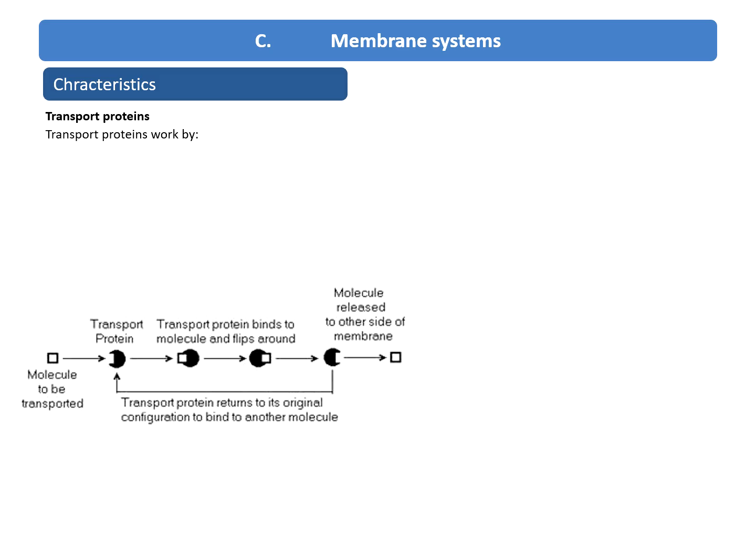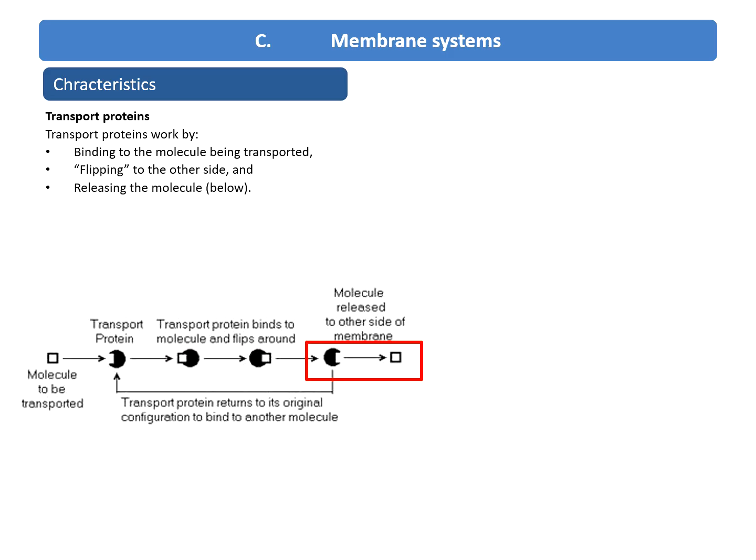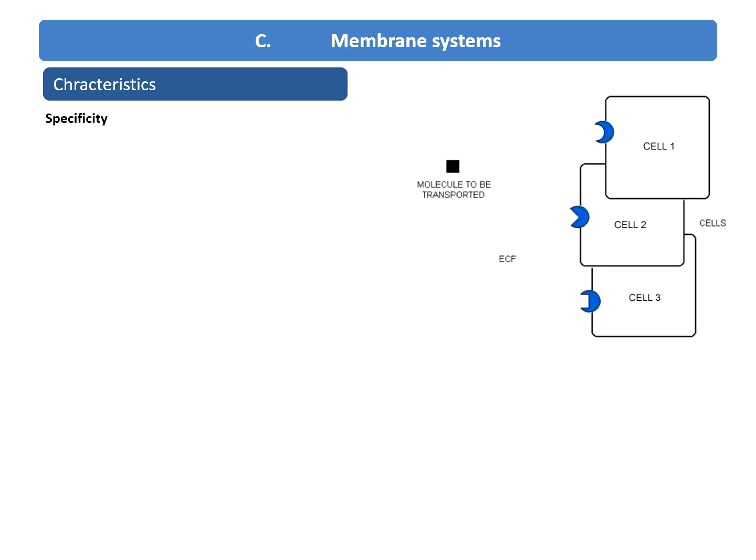Transport proteins work by binding to the molecule being transported, flipping to the other side of the membrane, and releasing the molecule as shown below. Three characteristics of transport proteins are specificity, competition, and saturation. Let's look at specificity first.